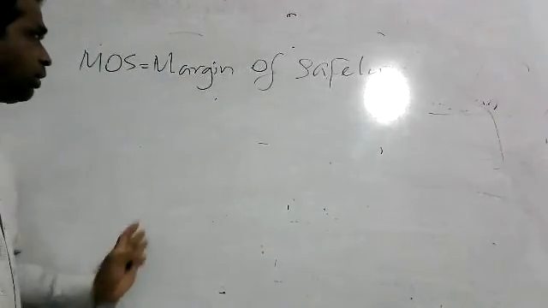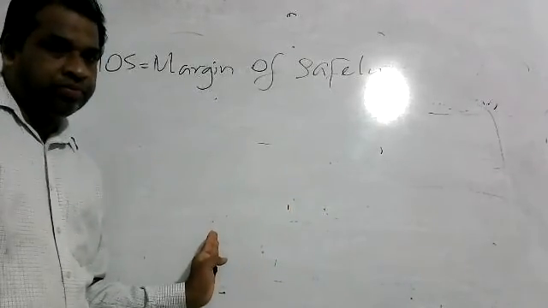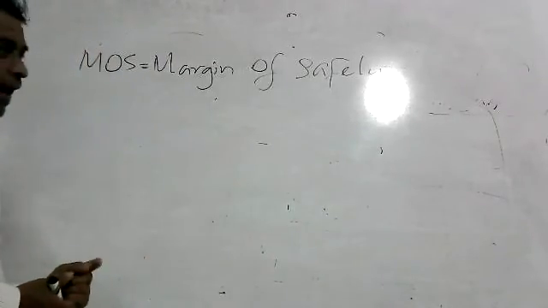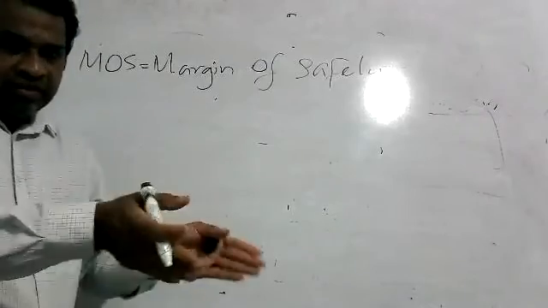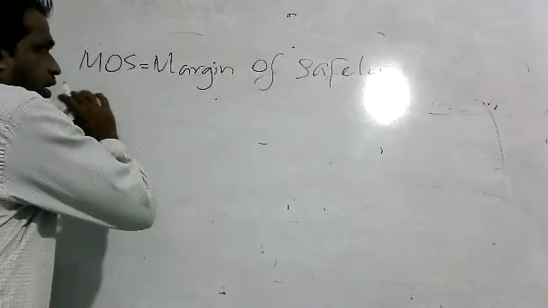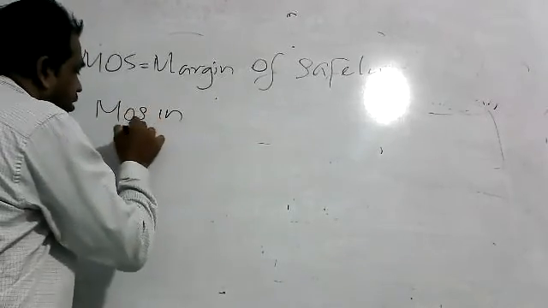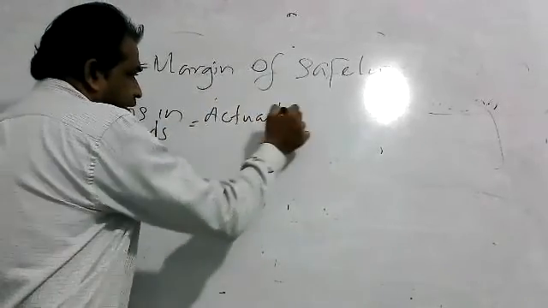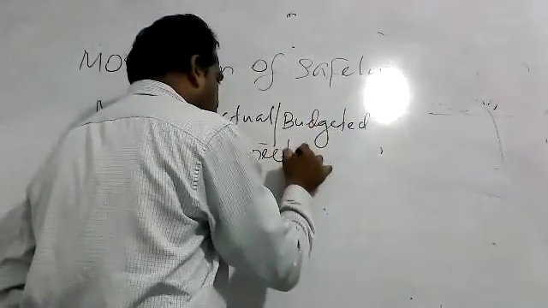Margin of safety is the difference between actual, budgeted or expected sales volume and break-even sales volume. If you exceed BEP, then you have a safety in the market. Right. Then MOS also we can calculate in units and value. MOS in units equals actual or budgeted or expected units. They are similar terms.